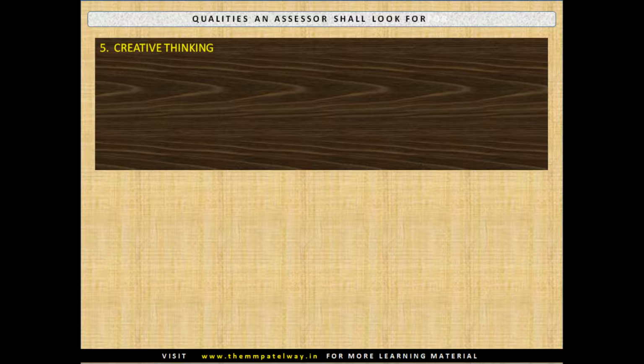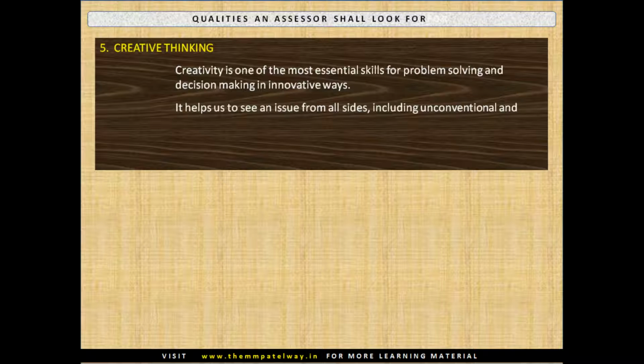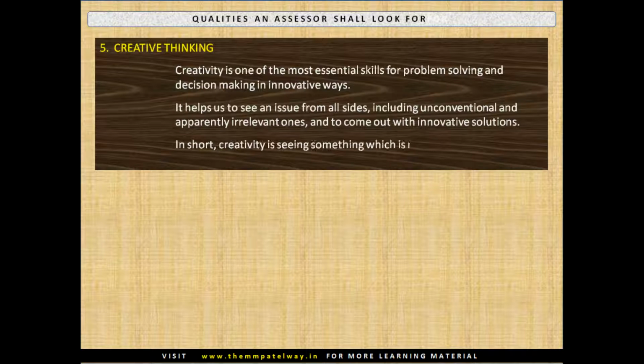The next quality is creative thinking. We can call it innovative thinking. We can also call it out of the box thinking. Creativity is one of the most essential skills for problem solving and decision making in innovative ways. It helps us to see an issue from all sides, including unconventional and apparently irrelevant ones, and to come out with innovative solutions. In short, creativity is seeing something which is not so obvious and generally is not seen explicitly by others.